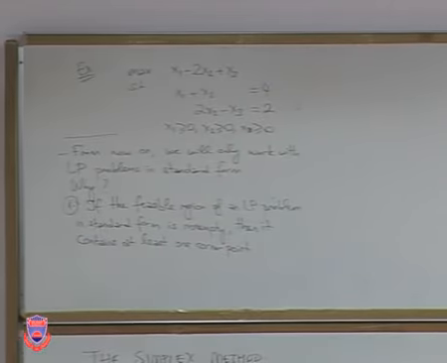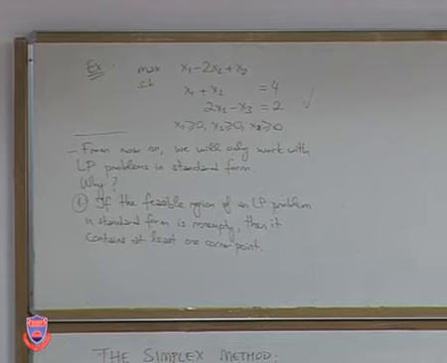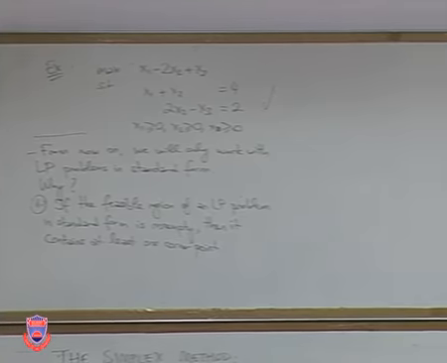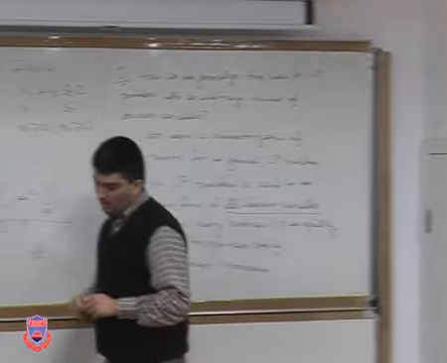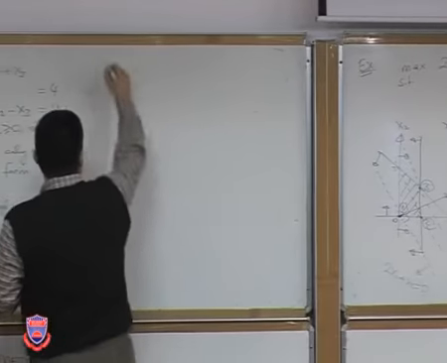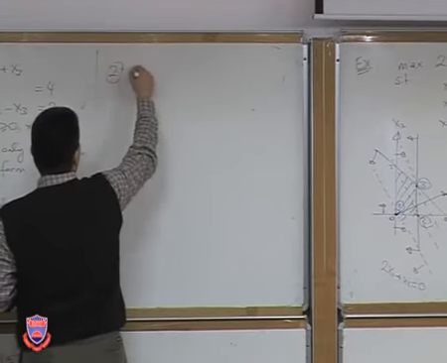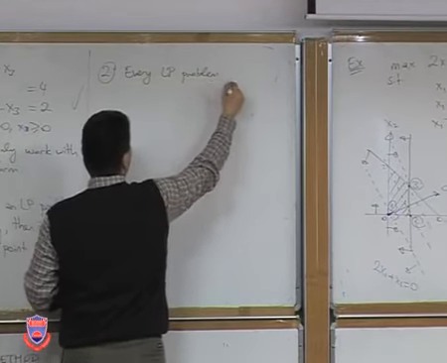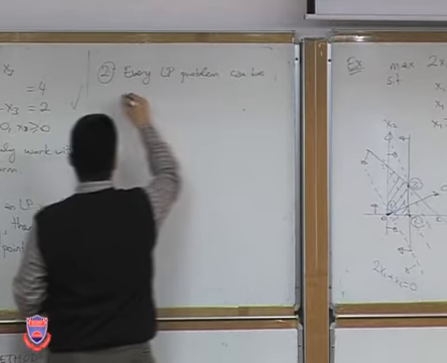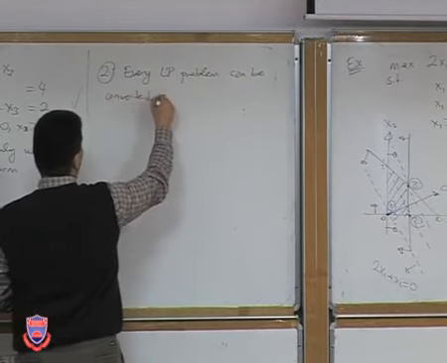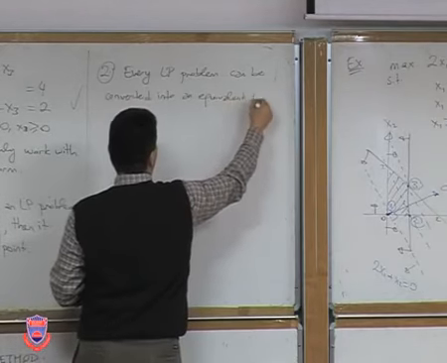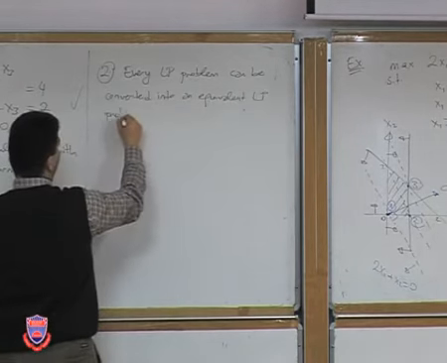So that's good. Why is that good? Because my algorithm will work with corner points. So this guarantees that I will always have corner points for my problem. Does everybody see that? Okay. So this is the first property. The second property is the following. Every LP problem can be converted into an equivalent LP problem in standard form.